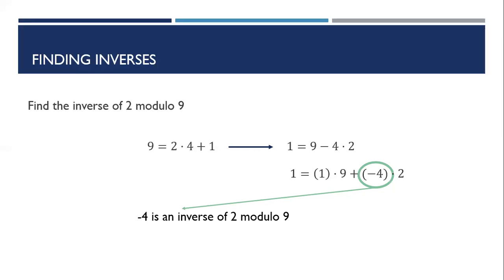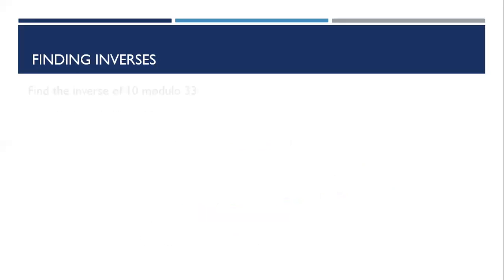That's not in that pocket from 0 to 8 in this case, but that's okay. We can add or subtract 9s to get there. So let's add 9 to -4. We get 5, right? So 5 is an inverse of 2 modulo 9. Go back to this part in the presentation as much as you need because we're going to expand upon this. The trick is to get it so that we can write an equation equal to 1. Let's find the inverse of 10 modulo 33.